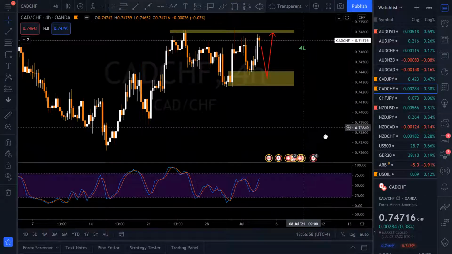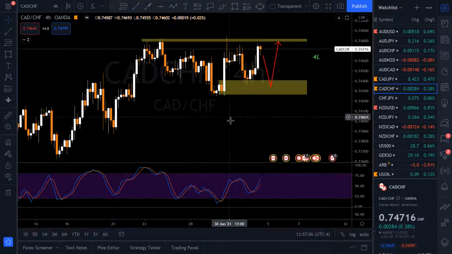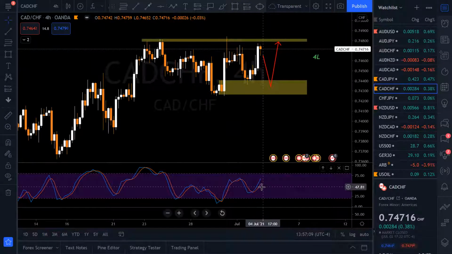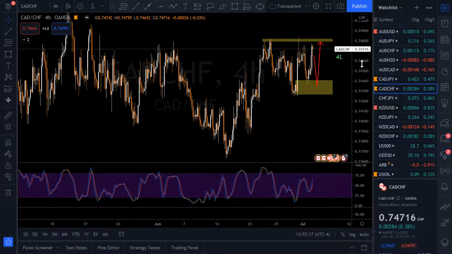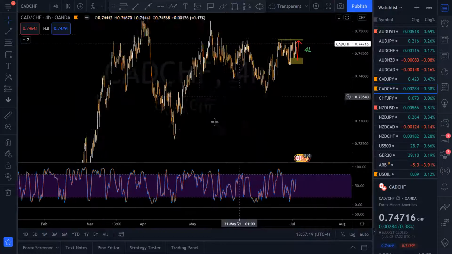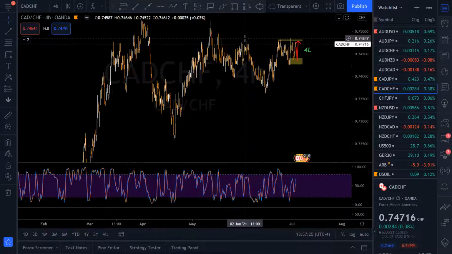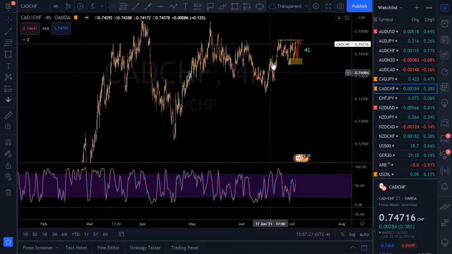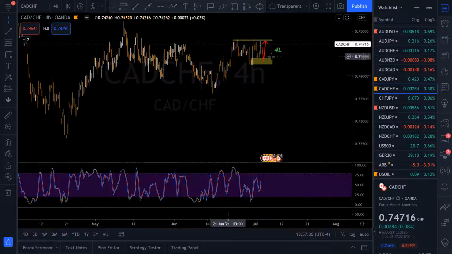CAD Swiss. Again, we've created a range, and I'm looking for price to come back down here on the 4-hour. Look where we're at with the stochastics. I'm looking for more of a long position than a short position, because look, this was the high here, this is a higher low, this is a high. We broke down lower here, but we came right back up to these highs. High, low, high. You understand? So I'm not inclined to take shorts here.